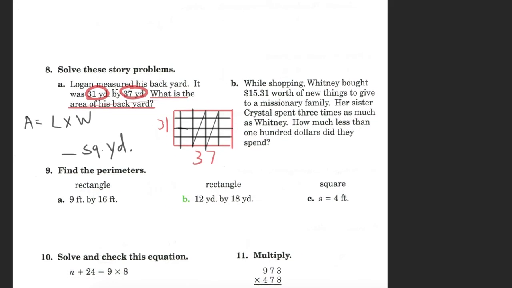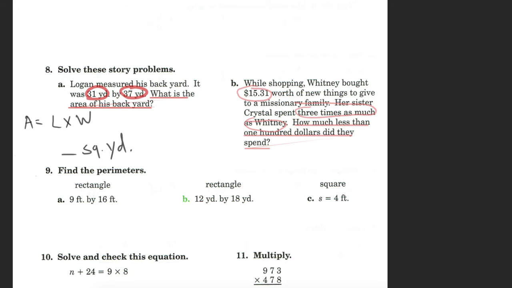Okay, B. Let's see here. While shopping, Whitney bought $15.31 worth of new things to give to a missionary family. Her sister Crystal spent 3 times as much as Whitney. Sorry, this whole thing is to be circled, right? How much less than $100 did they spend? Okay, that was a weird question.